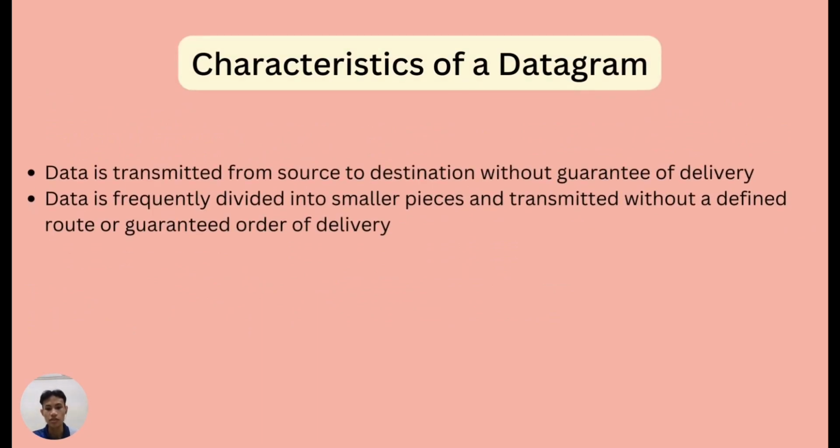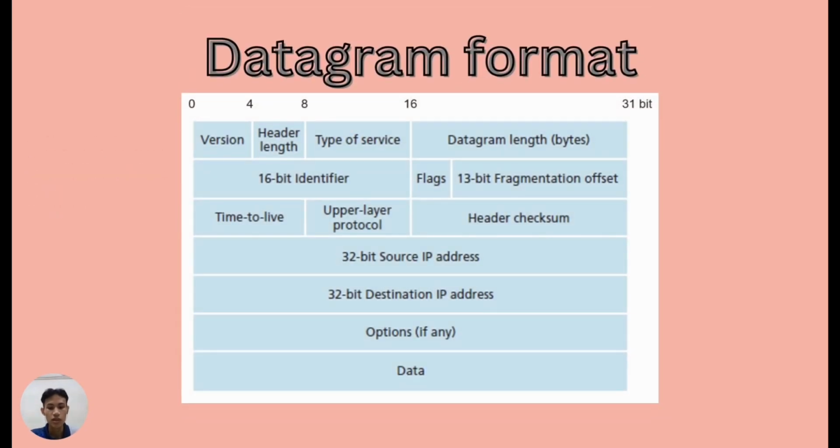Next, we are looking into the characteristics of a datagram. In a datagram format, data is transmitted from source to destination without guarantee of delivery. Data is frequently divided into smaller pieces and transmitted without a defined route or guaranteed order of delivery. Now that we understand the meaning of a datagram and its characteristics, we can get into the datagram format.